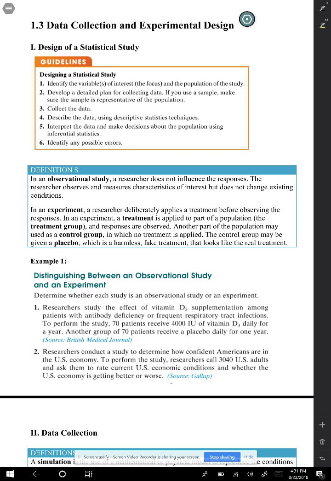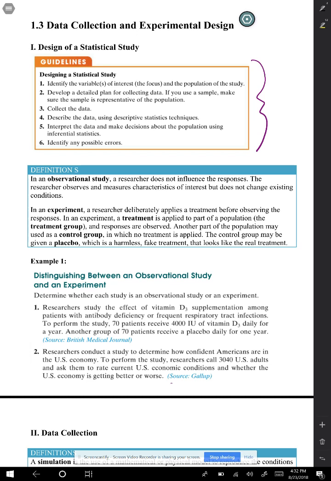So the first thing we're looking at is designing a statistical study. You can see the guidelines here of the things that you need to go through to design your study: decide what you're going to study, how you're collecting data, and then making interpretations. There are two types of statistical studies that we'll be looking at, and that is observational and experiment.